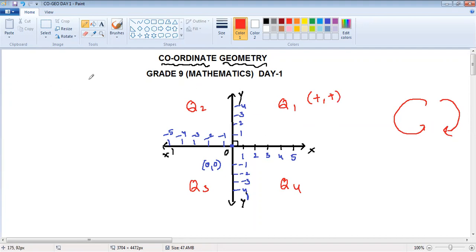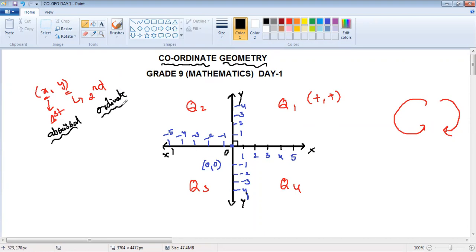So we always write the coordinates in the form (X, Y). X should come first, Y follows next. X is called the first coordinate. Y is called the second coordinate. Another name for X is abscissa. Another name for Y is ordinate.